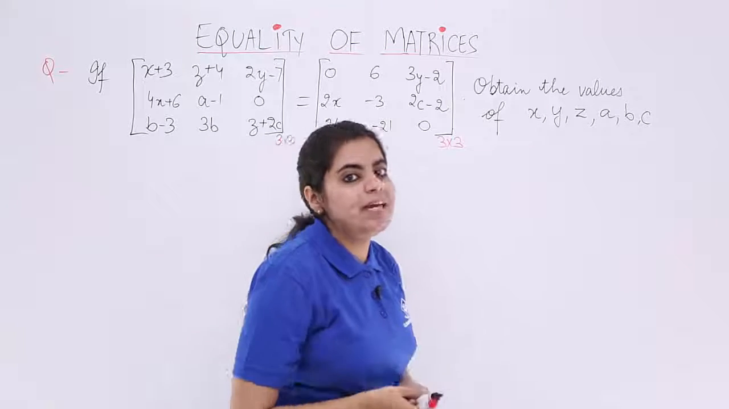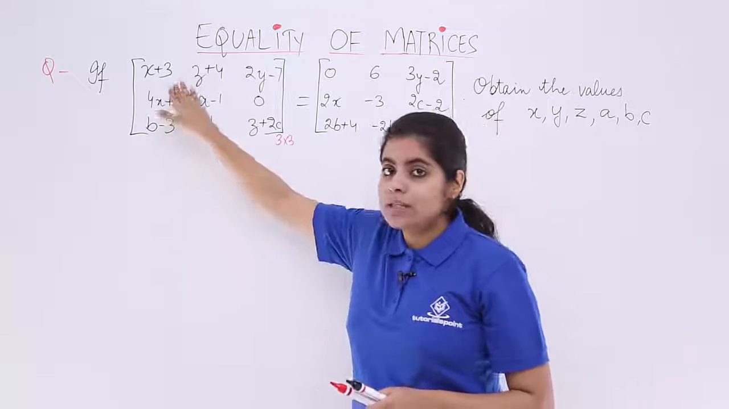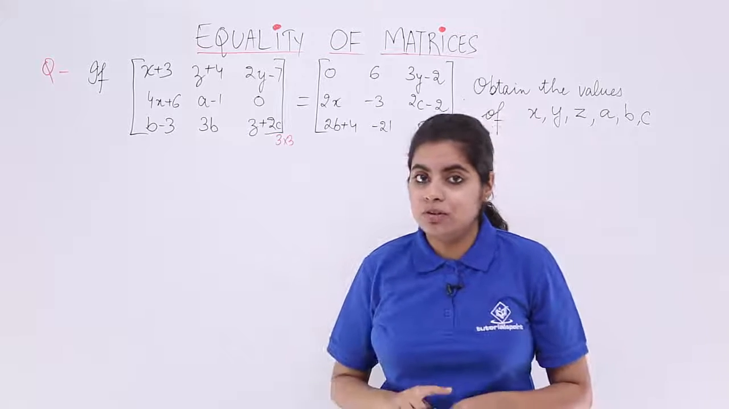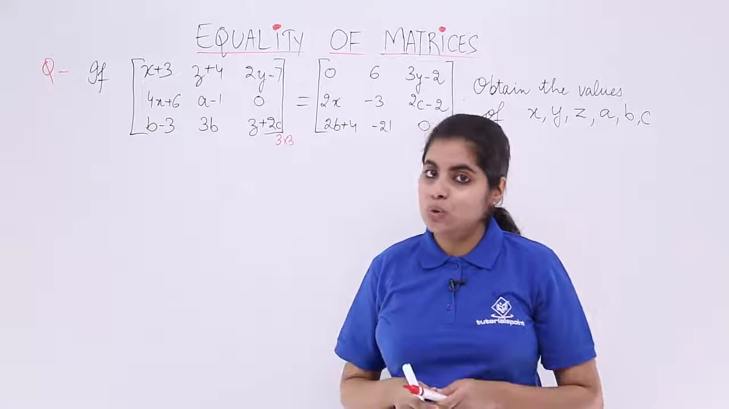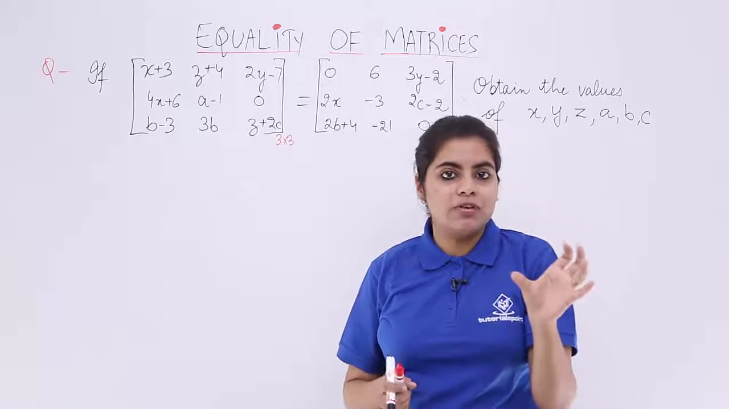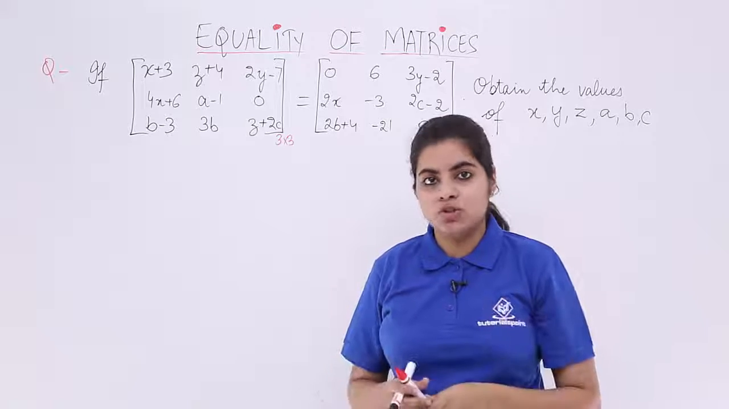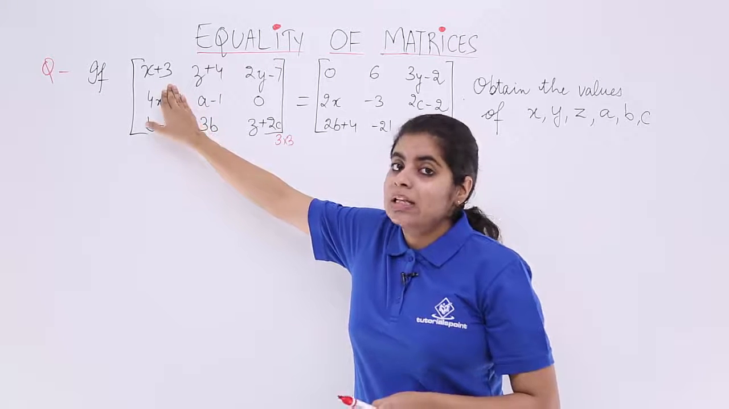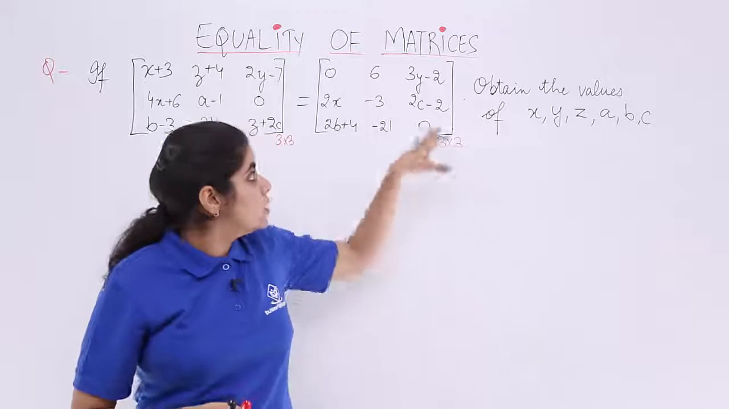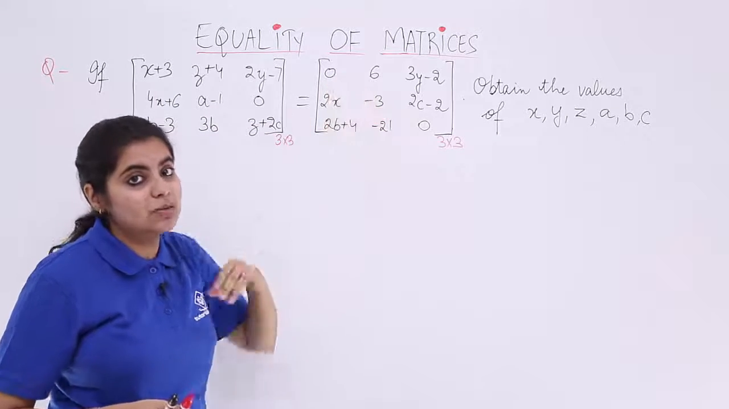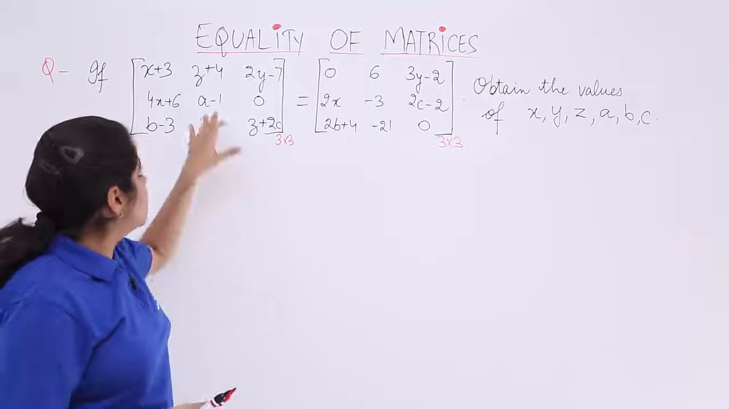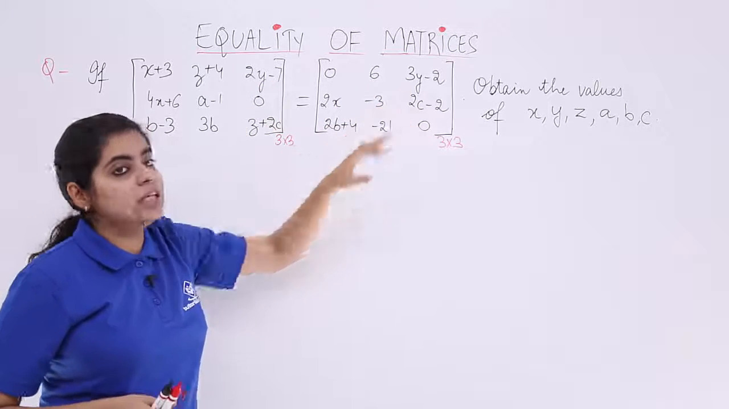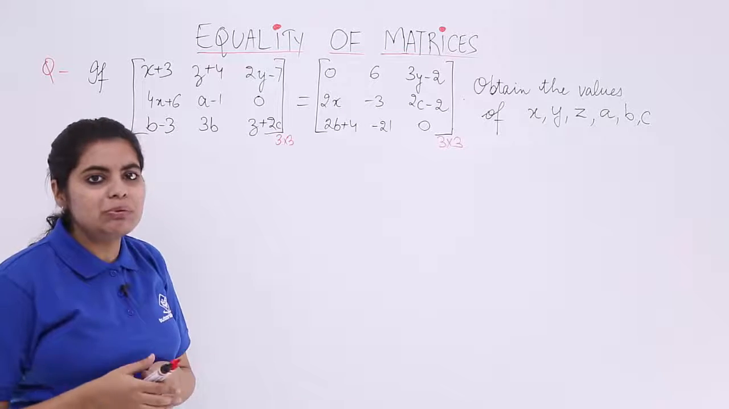Now what do we need to do? Yes, we need to find the values. I know that the order is the same, it is 3 by 3. I also know that for the condition of equality to hold good, each element of the first matrix should be equal to that of the second matrix, at the respective position. Suppose the first matrix is A, then A11 should be equal to the second matrix's first element, B11. Similarly, we have z plus 4 should be equal to 6. Similarly, I have 2y minus 7 is equal to 3y minus 2. Why? Because this is the only concept of equality.